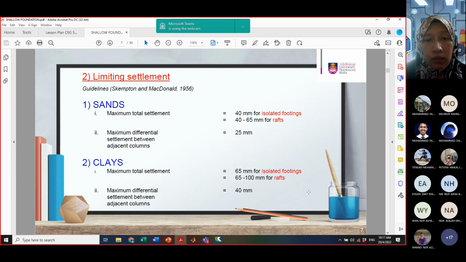However, when you estimate the settlement and it is more than stated here, more than 40, more than 50 for example, or more than 30 for maximum differential settlement, you may also have the FOS not meeting the standard or requirement.